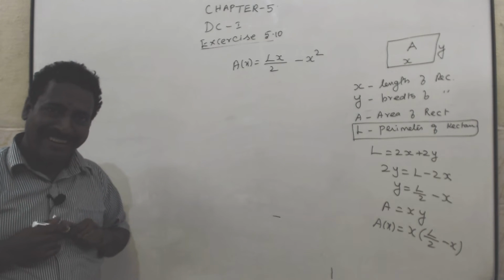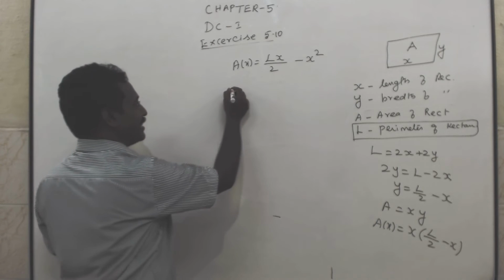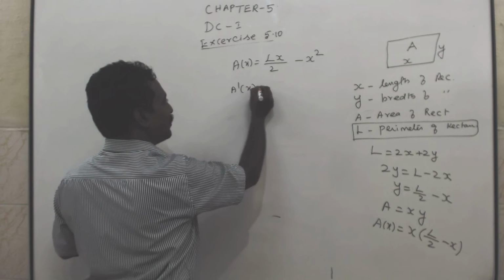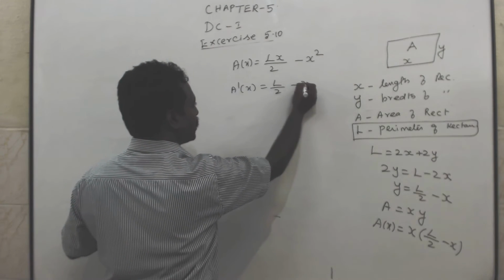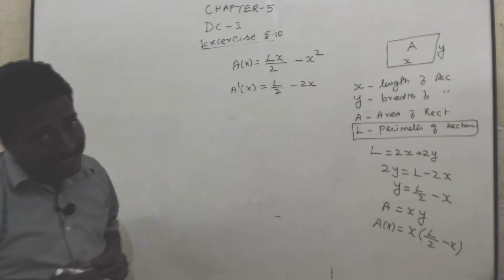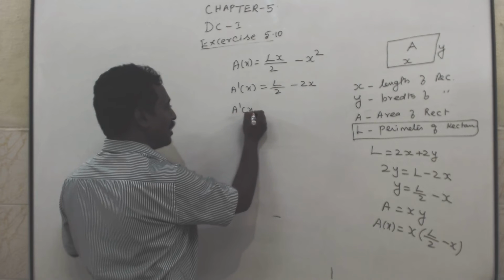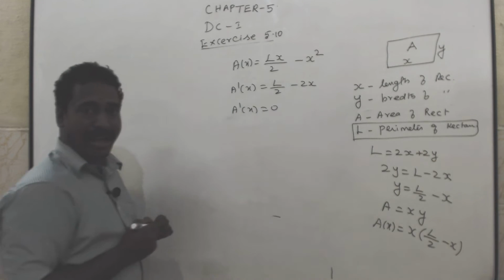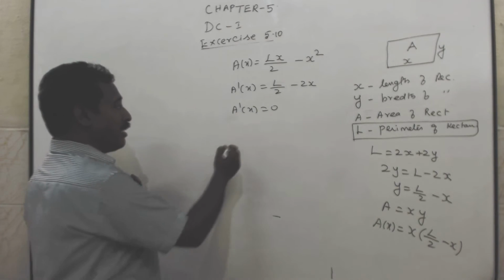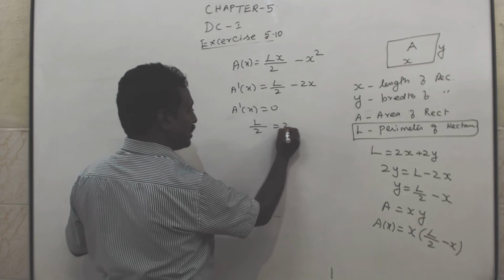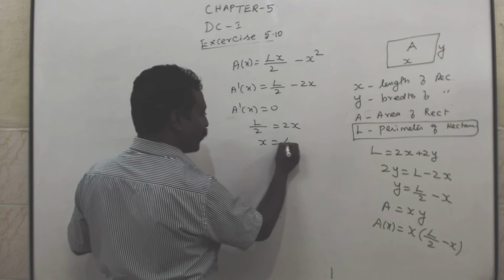What will you do? Very good. A dash of x. Look how you wrote A dash of x: L by 2 minus 2x. What is the next step? A dash of x equal to 0. That is okay. Then what did you write? L by 2 equal to 2x. X is equal to L by 4.